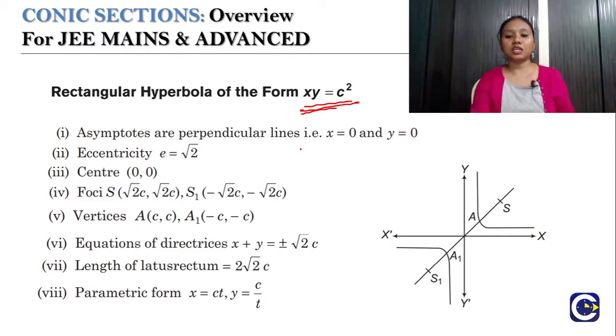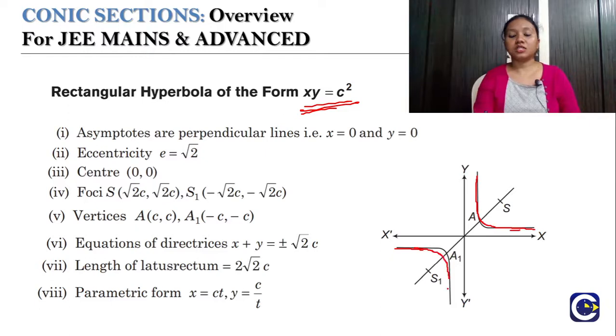Here the asymptotes are perpendicular lines, that means x equal to 0 and y equal to 0. So this is my rectangular hyperbola with the equation xy is equal to c square, and my asymptotes are these two perpendicular lines, x is equal to 0 as well as y equal to 0. But the eccentricity is the same, equal to root 2.